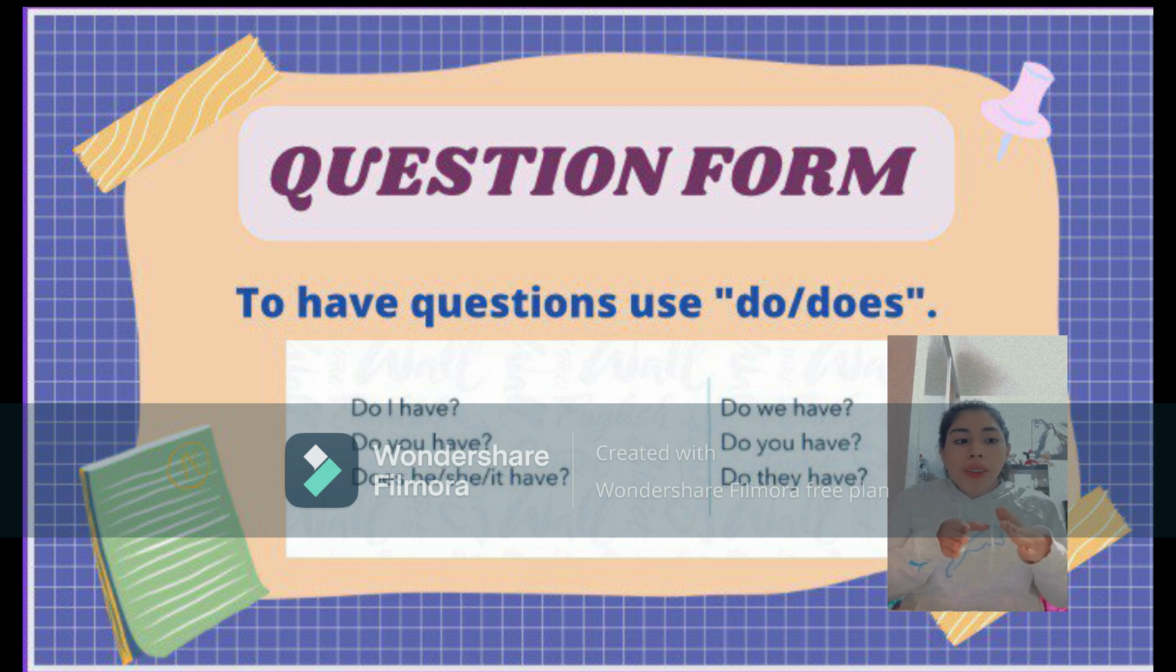The structure of the simple present verb to have in interrogative form is do or does plus subject plus verb plus question mark. The auxiliary must agree with the subject.